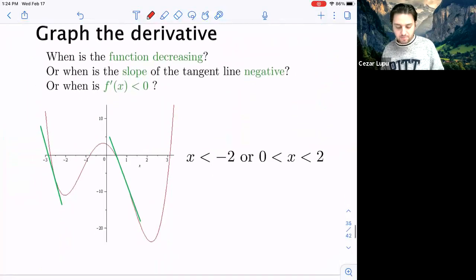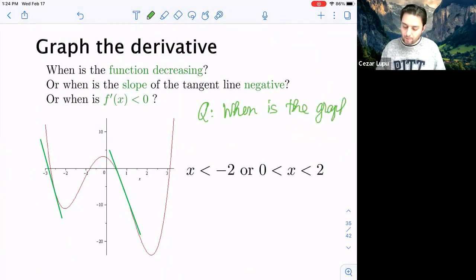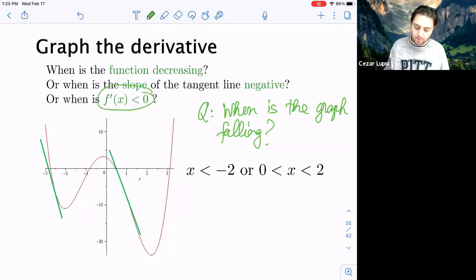Now let's see a similar situation. Now, what can you tell me here? When is the graph falling, in other words? So that is a question we need to ask. When is the graph falling? That's what we mean by this. Well, what can you say?